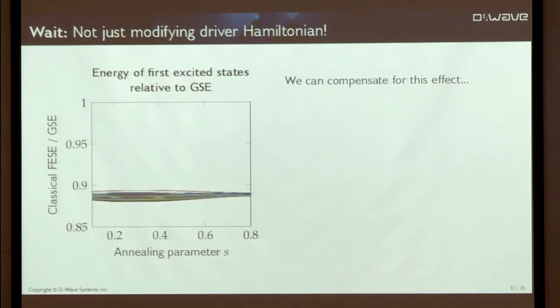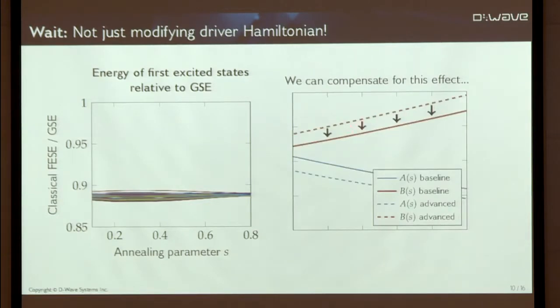So what we want to do is compensate for this effect by rescaling the couplers in such a way that we mitigate for this effect where it's worst, which is around s equals 0.3. So this is our way of compensating for the longitudinal distortion and approximating independent orthogonal control of the transverse field.